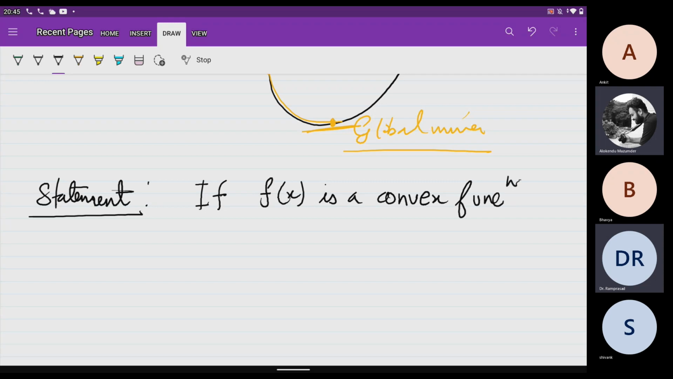Can you please mute? There is a noise from your background. Excuse me, there is a noise from background.